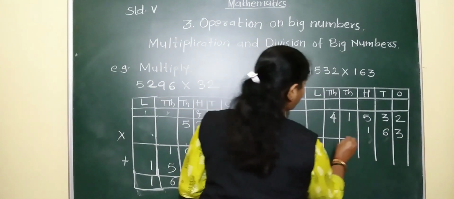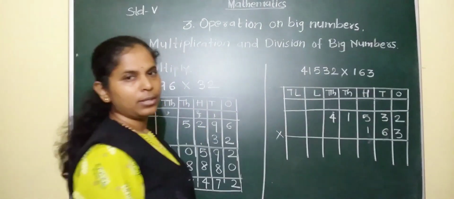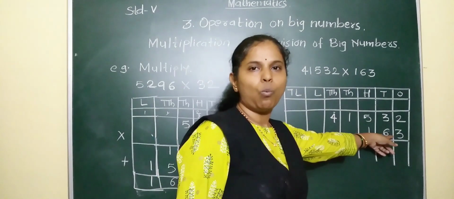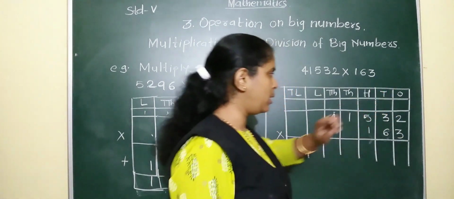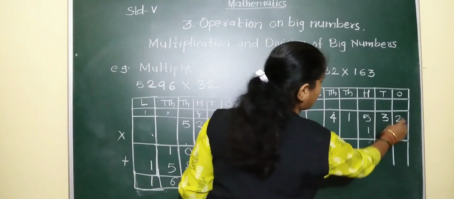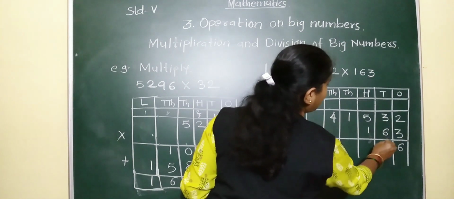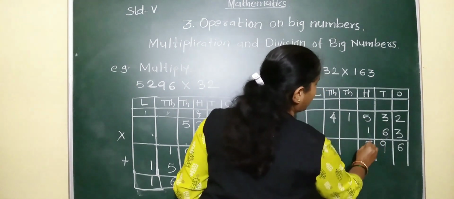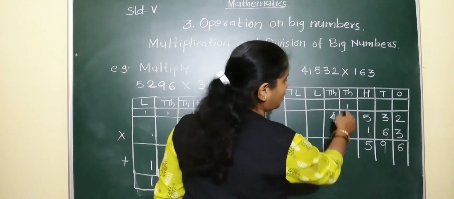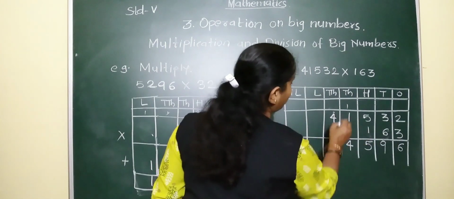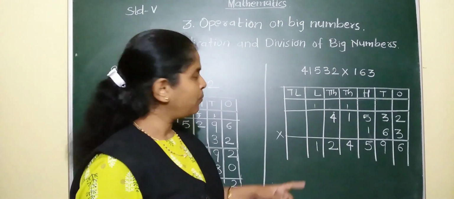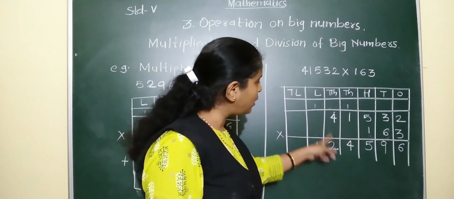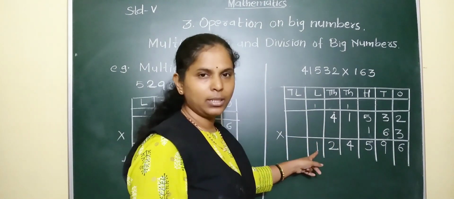So first what we will multiply? First we will multiply with ones. Ones place. This is from 3 we will multiply. So 3 2s are 6. 3 3s are 9. 3 5s are 15. Carry 1. 3 1s are 3 plus 1, 4. And 3 fours are 12 here. Okay, in this way 3 fours are 12, 2 we have written here and 1 we carried, that will come here.